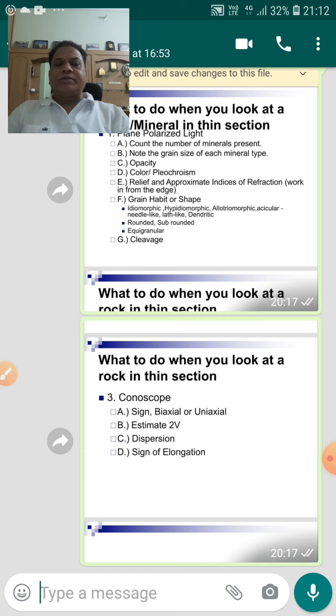Naturally it is quartz. But on the other hand, suppose it is cloudy or turbid, showing some twinning, say Carlsbad twinning, so it is an orthoclase. Suppose it is showing polysynthetic twinning, then it is in the plagioclase feldspars.